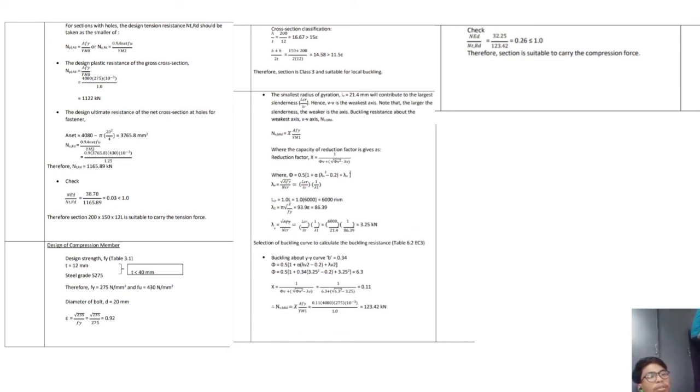After the calculation, we get 3.35 kN. For the expression of the buckling curve to calculate the buckling resistance, we get 123.52 kN. So we check 32.25 over 123.42, we get 0.26, which is smaller than 1.0. Therefore, the section is suitable to carry the compression force. Thank you.